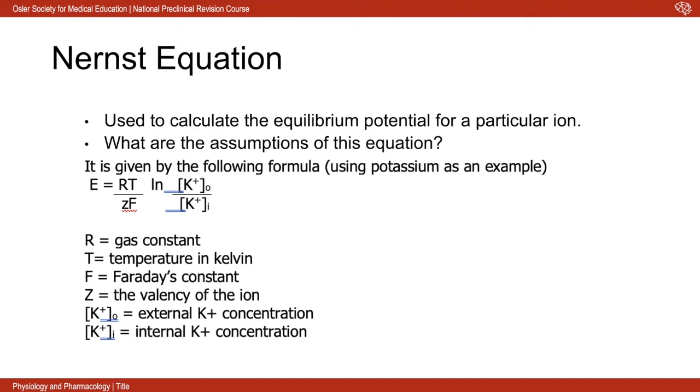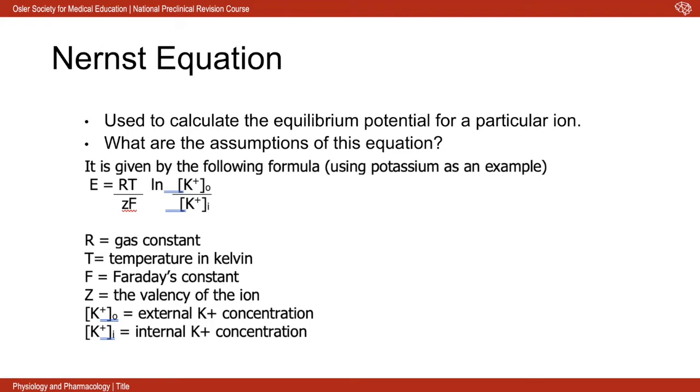We've used potassium as an example here, where E equals RT over ZF times ln of extracellular potassium over intracellular potassium, where R is the gas constant, T is the temperature in kelvins, F is Faraday's constant, Z is the valence of the ion, and extracellular and intracellular potassium concentrations are given as the quotient inside the ln. So what are the assumptions made by the Nernst equation? Please do write down your answers as we pause for a short period for this.